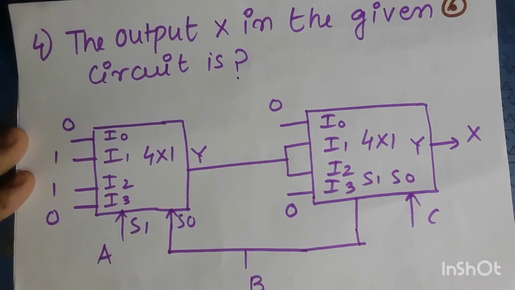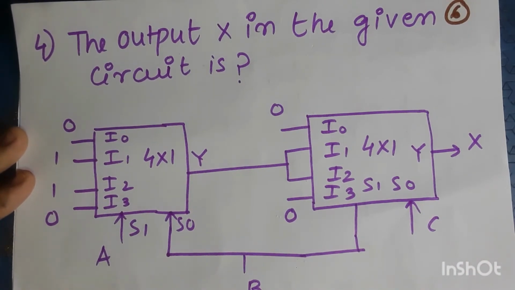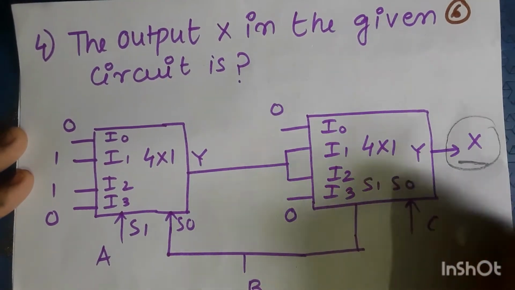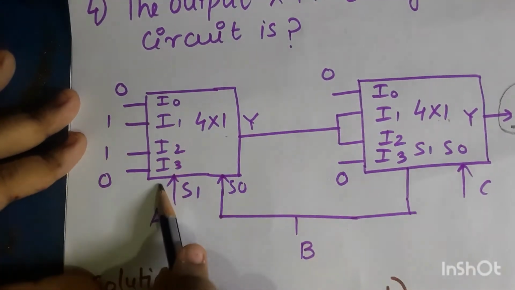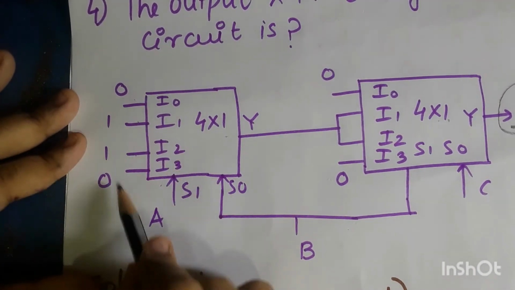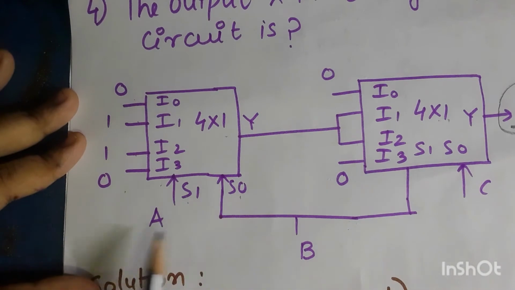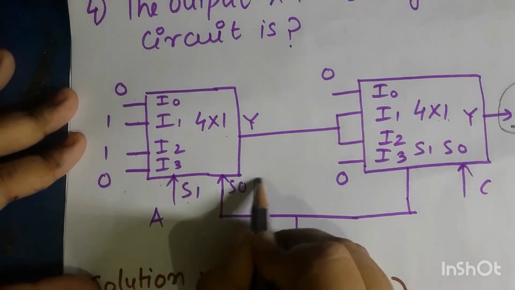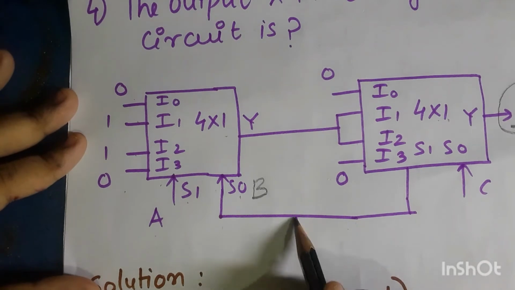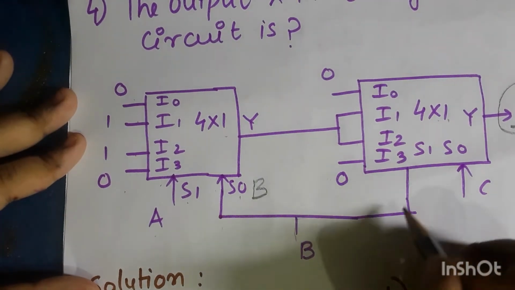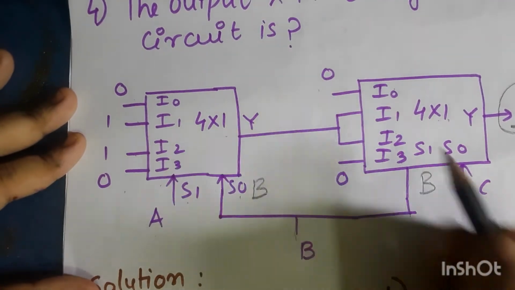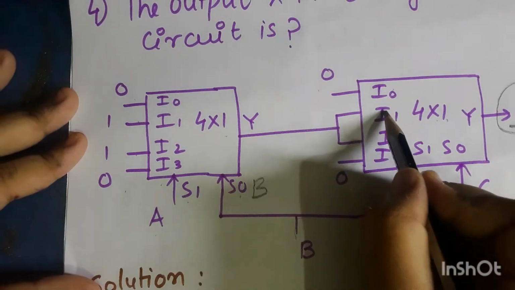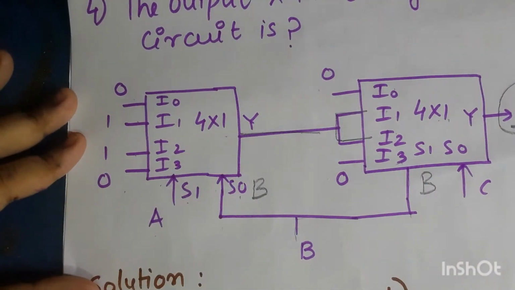Next question. The output X in the given circuit is, so we have to find the output X for the given circuit. You can see the circuit. Both are 4x1 mux. Here input lines I0 to I3 are 0, 1, 1, 0. And select lines S1, S0 are A and B. S0 is B. And B is tied to this mux also. S1 is B. Here I0, I1, I2, I3: I0 is 0 and I3 is 0. I1 and I2 are tied to the output coming from Y.